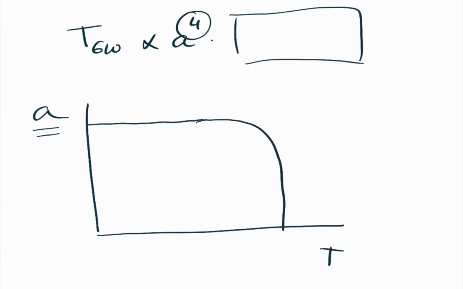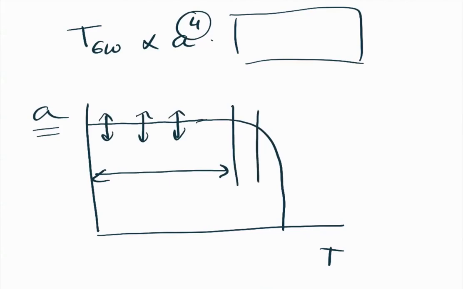So for millions of years, this is time, right? And for millions of years, you basically see no change in the separation of the binary until you reach the gravitational wave dominated regime. And in a very short time scale, you have extreme changes in the semi-major axis.